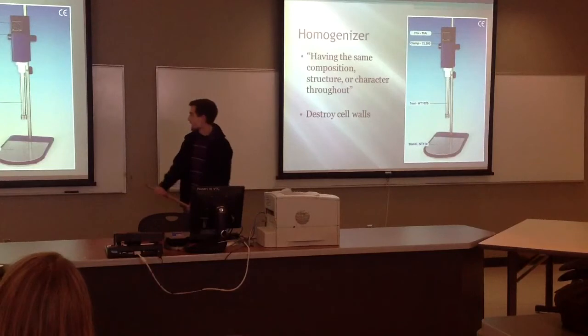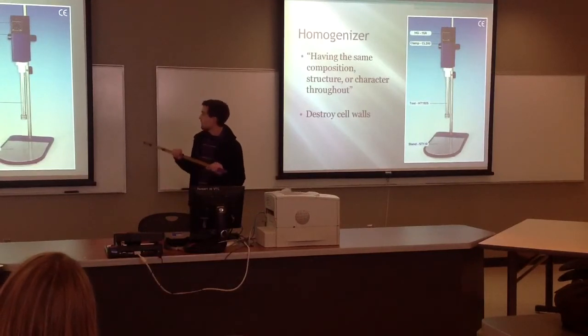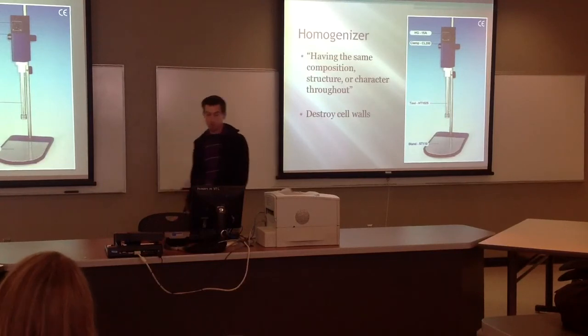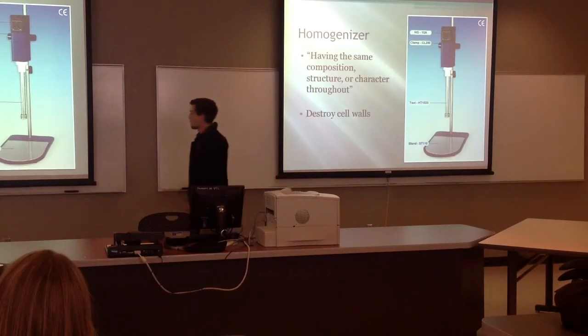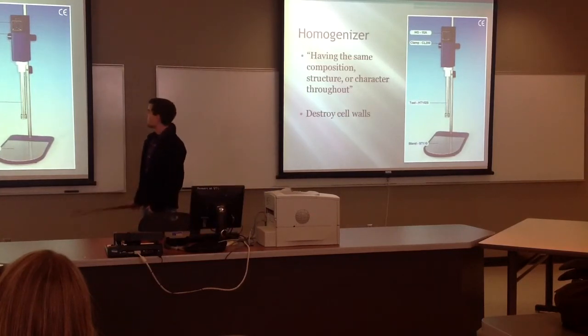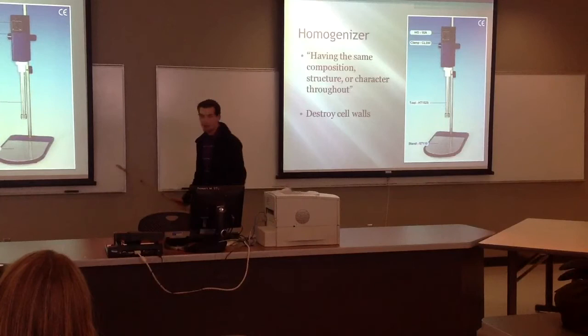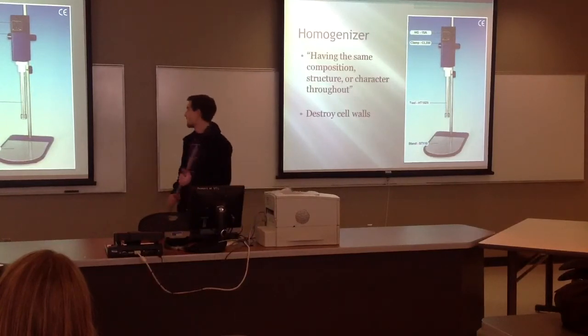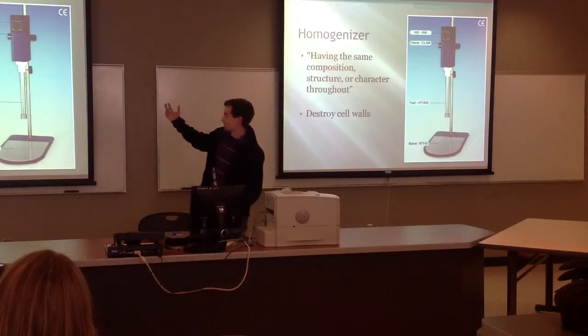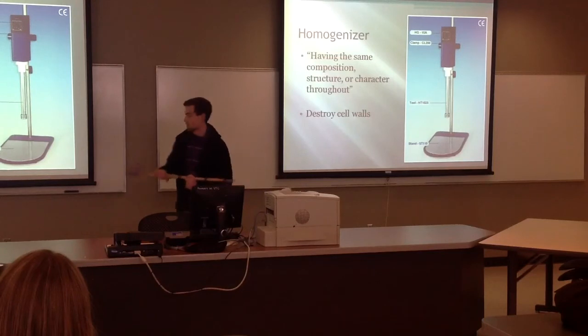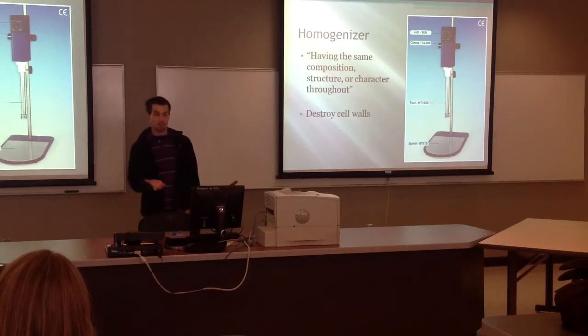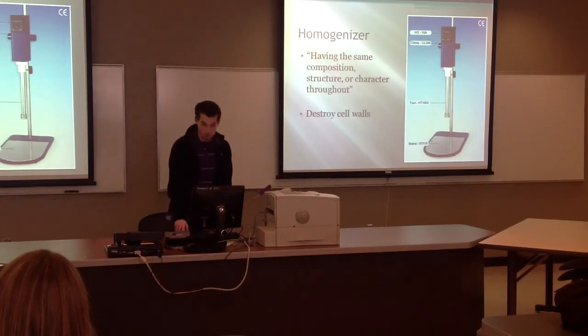So what we got to use is we set up the homogenizer, which really helped in that blending part of the procedure that other people didn't have. This is a great improvement to this whole experiment. A homogenizer homogenizes mixtures, and that means having the same composition, structure, or character throughout. Basically what it does is destroy these cell walls of the avocado and allow the hexane to come in and bind with the oil.